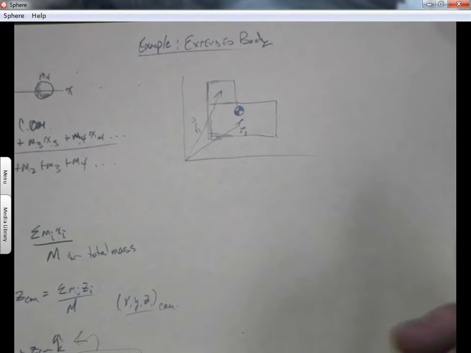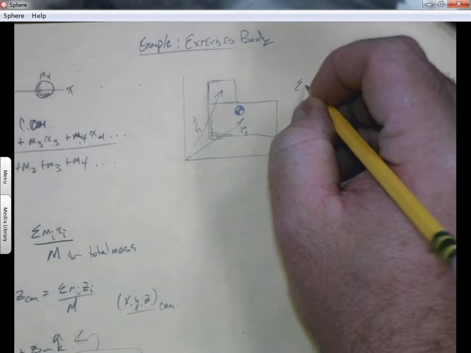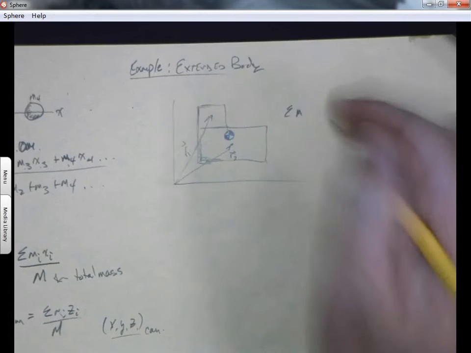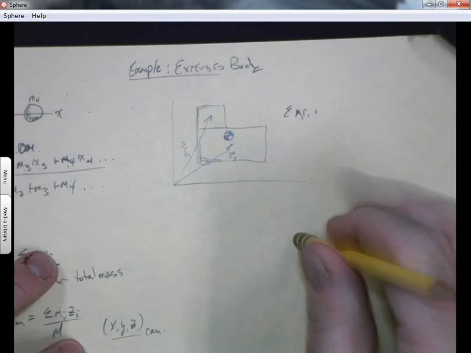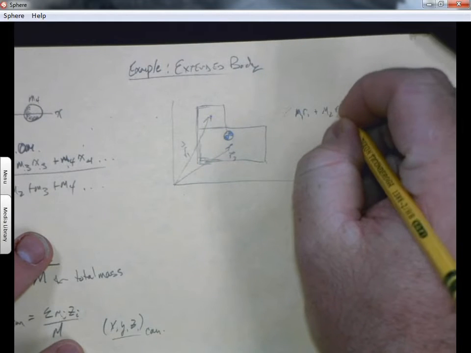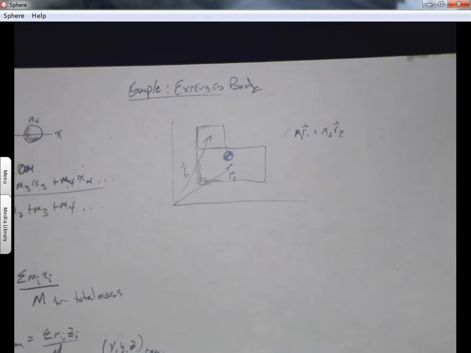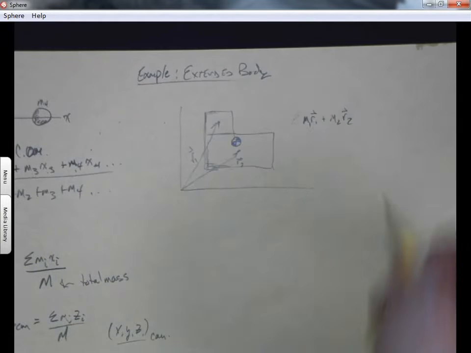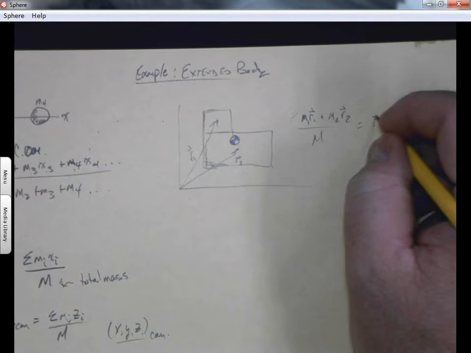All right, now this is just going to be the sum of mass times R1, or it's going to be some of that. It's just going to be mass 1 times R1, plus mass 2 times R2. Okay, and then divided by the total mass, and that's going to give you the R of your center of mass.